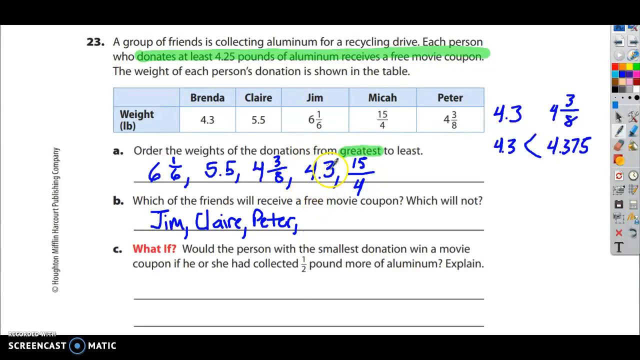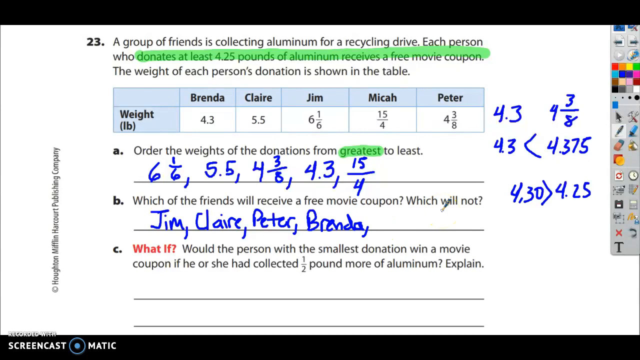How about this one, 4.3? Do they get a free movie coupon? Some people would say no, but let's think about it this way. Is 4.3 greater than 4.25? It is, because if you annex a 0 here, 30 is greater than 25. So barely, but actually it does count. 4.30 is bigger than 4.25. So Brenda gets a free movie coupon.